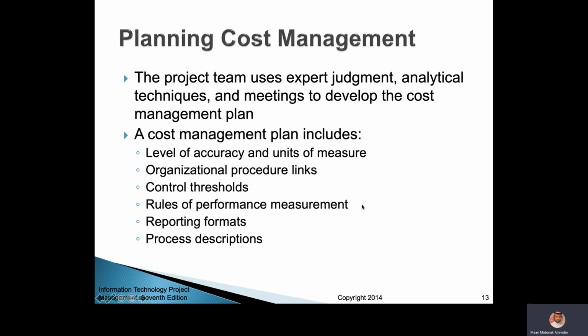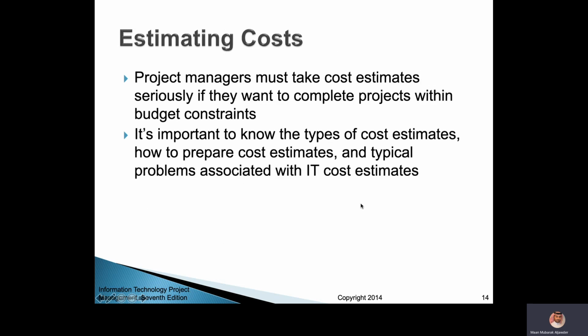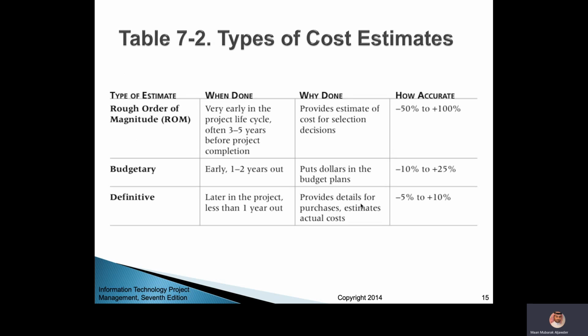Okay, so let's continue. Estimating cost. This is the second process. Estimating cost is a way that you estimate roughly how much this will cost. And in the project, there are different types of estimation. Okay, here, for example, this shows some types of estimation.